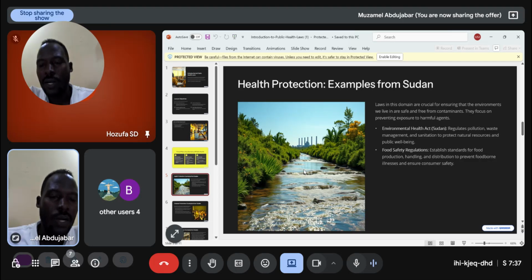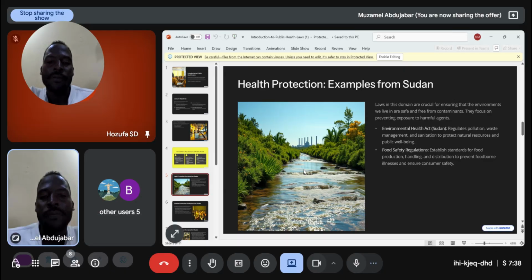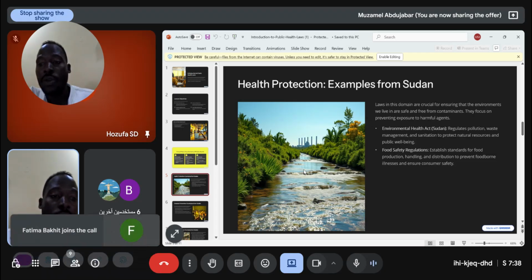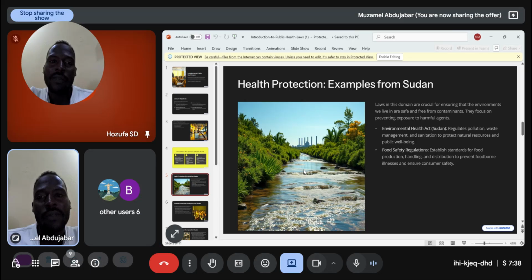Lastly, for food safety and regulation, it establishes standards for food protection and handling. Even at the industrial level, you have regulations to check the materials that people use in industry: is it good for health or not? Additionally, the handling, transportation, buying, and movement of food also follow standards for the distribution of food to avoid contamination. This is an example from Sudan of how, by law, we can protect health.